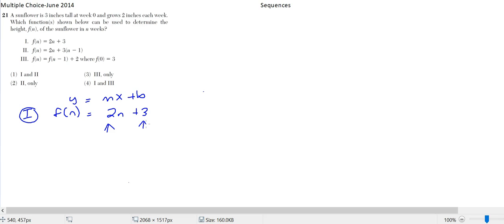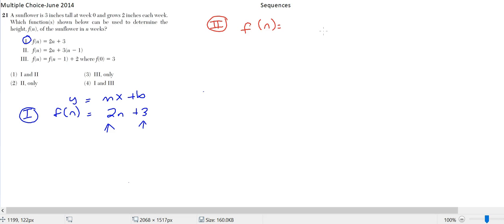And that is correct because it is 3. The height is 3 at week 0. So Roman numeral 1 is correct. Let's look at Roman numeral 2. Roman numeral 2 has an equation. Let's simplify it so we could see it in y is equal to mx plus b form.